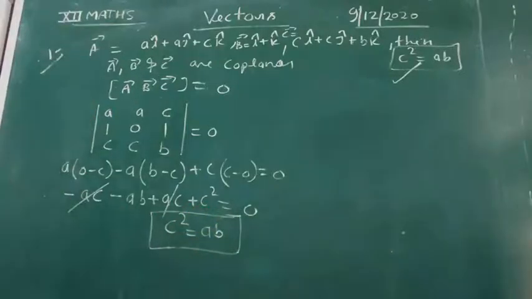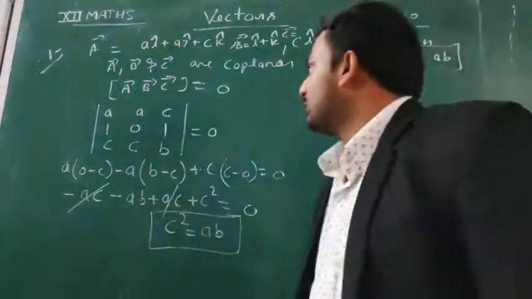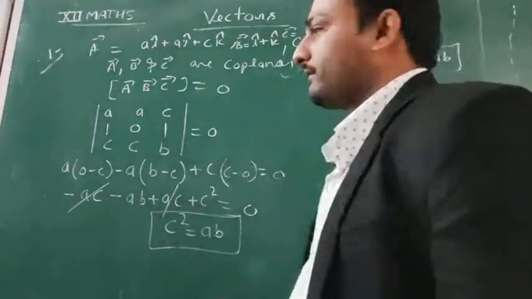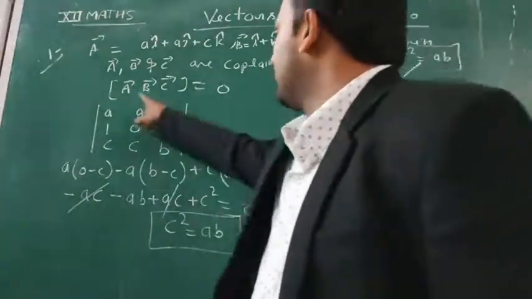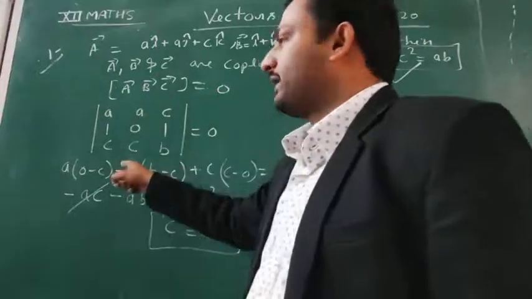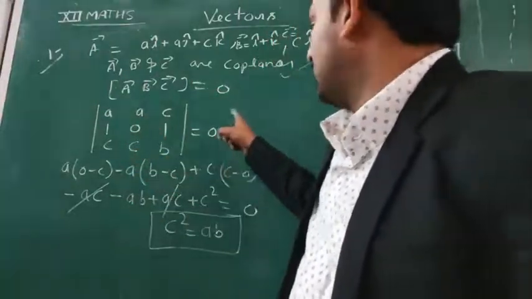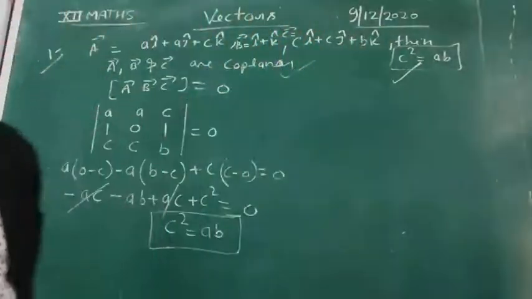I hope you understand, students. We are doing nothing special in this question, just using the concept of coplanarity of three vectors. If the three vectors are coplanar, we know the condition: A, B, C is equal to 0. We write this in the form of a determinant equal to 0, expand it, and we get our required result. Now we will see the next question.